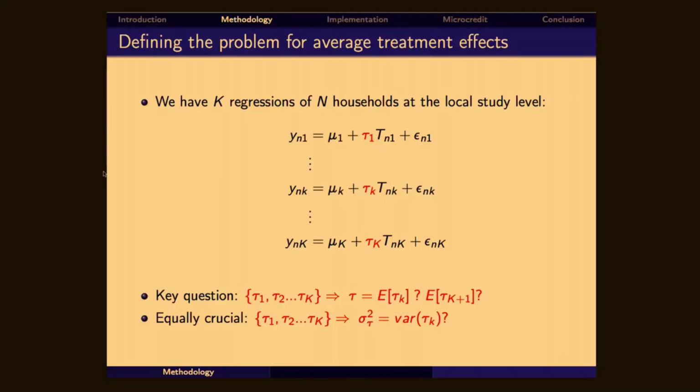Okay, so it's equally crucial, especially when we're thinking about extrapolation and the prediction of the next treatment effect, to estimate the variation in the set of treatment effects. And so I'm going to call that sigma squared tau. So again, apologize for the notational drama. We're just going to have to get through this.